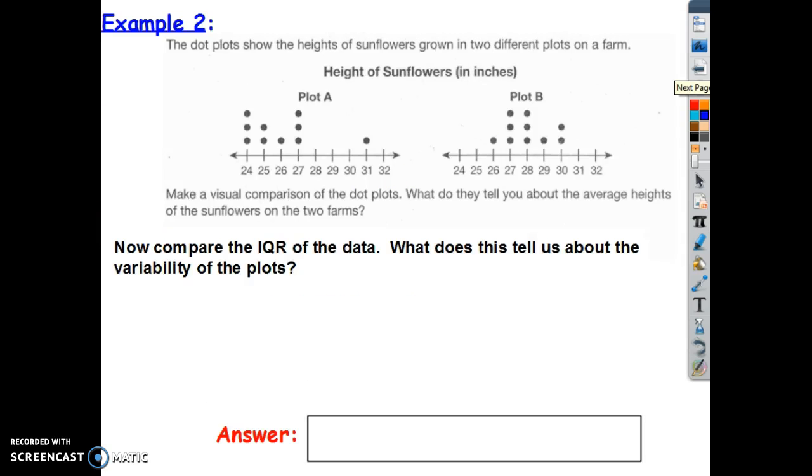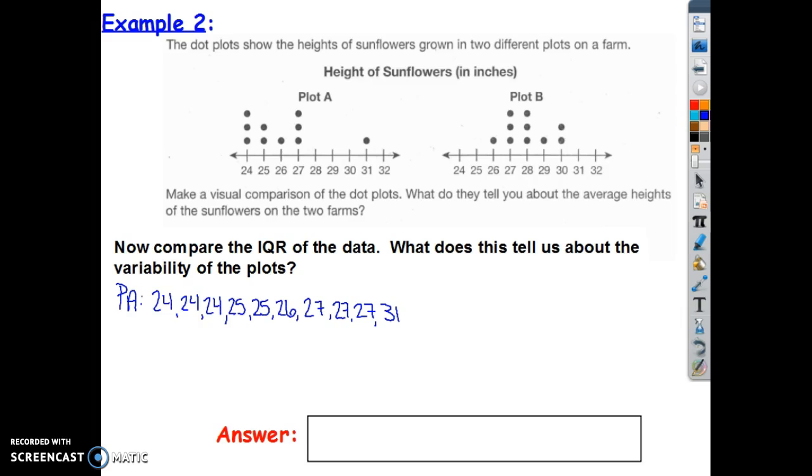Okay, on example 2, we have some dot plots. These are the same as line plots. And we have a visual comparison. We need to know what they tell us about the average heights of the sunflowers. Okay, so first thing we need to do is find the median and the lower quartile and the upper quartile. And then we're going to talk about the IQR of the data. So again, what I'm going to do is find the information for plot A, and then you are going to find the information for plot B, and you're going to compare the two plots, focusing on their variability.